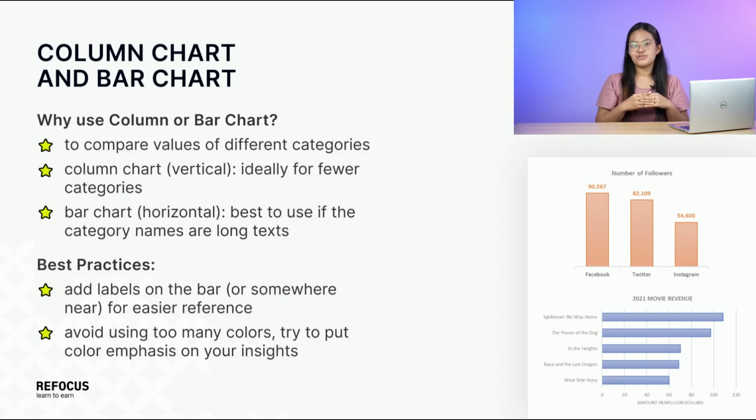In summary, we use column charts and bar charts to compare values of different categories. We use column charts ideally for fewer categories, while we use bar charts if the category names are long texts. Some of the best practices that we have learned: first, we need to always add labels for easier reference, and avoid using too many colors, or at least try to put color emphasis on your insights.